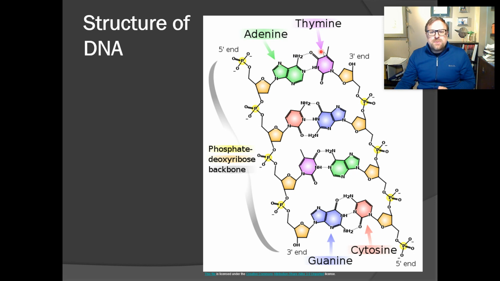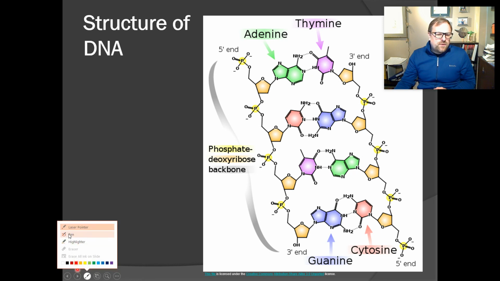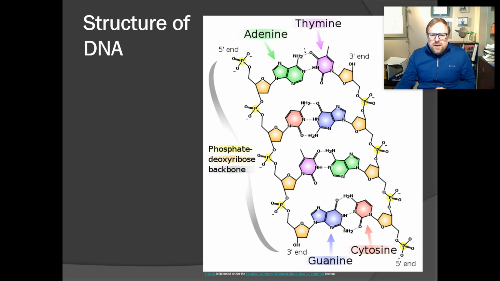Adenine will always be paired with thymine, and guanine or cytosine will always be paired with guanine. Okay? And these nitrogen bases are paired and held together by these dotted lines here. And those dotted lines, for those of you that have taken some chemistry, you might find this interesting. These dotted lines here are hydrogen bonds, okay?